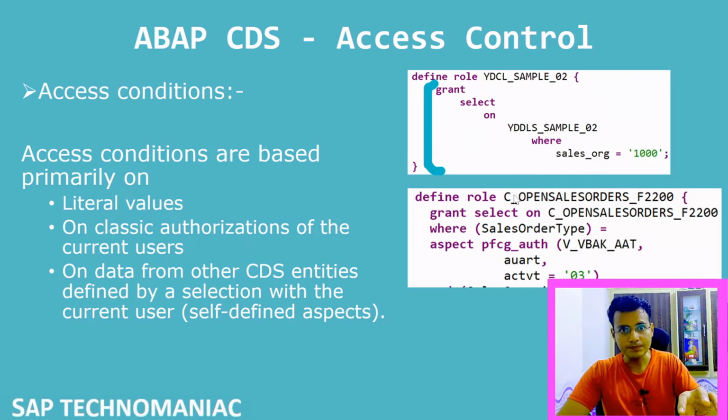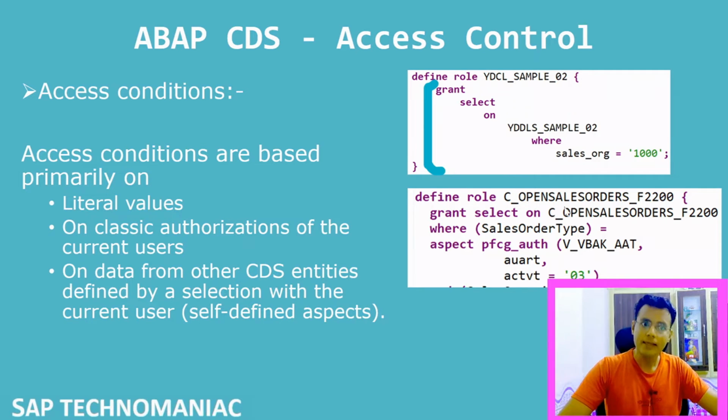Not only this, we can put the restriction based on the users as well using the classical authorization object. This is one of the classical authorization objects, VBAK8. This is one of the standard consumption views; I took the screenshot from one of the standard consumption views. You can see that particular control.